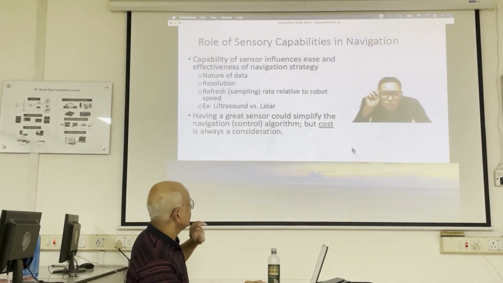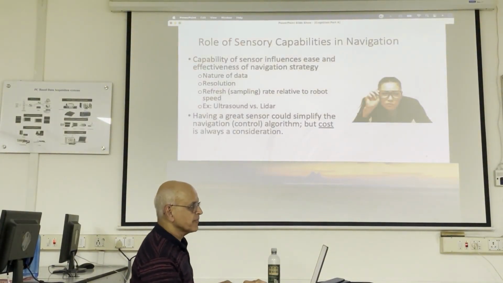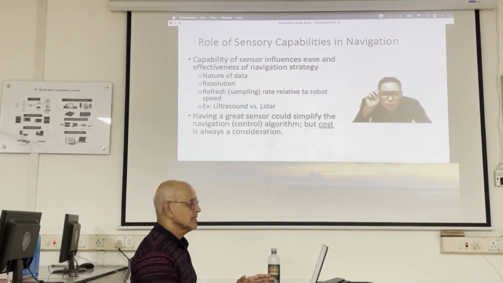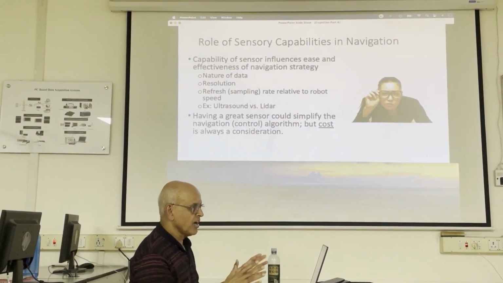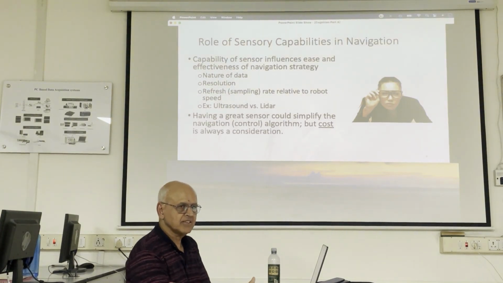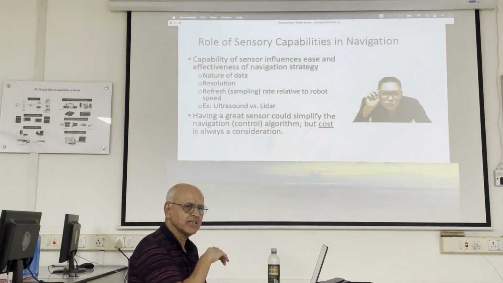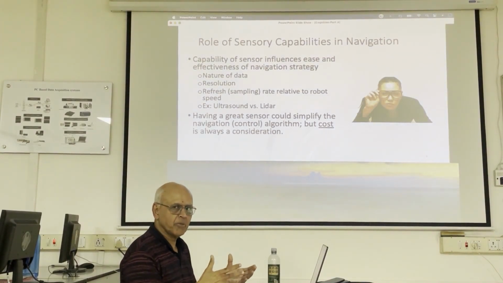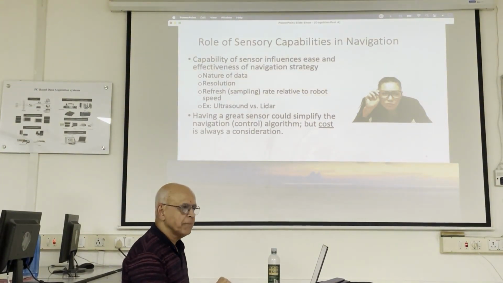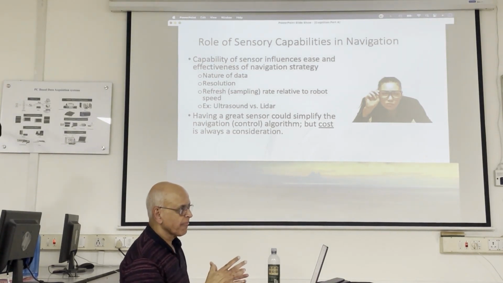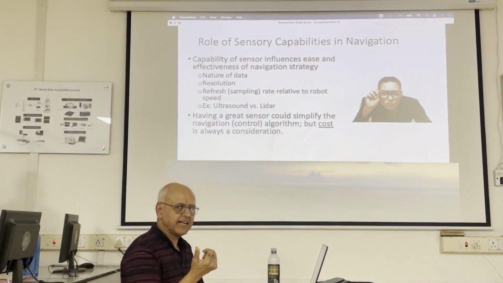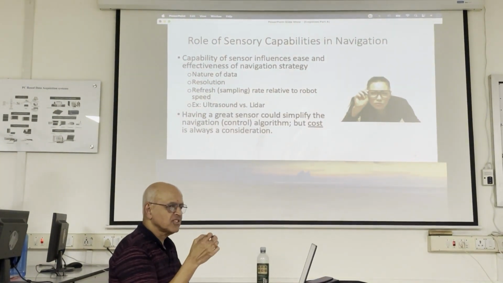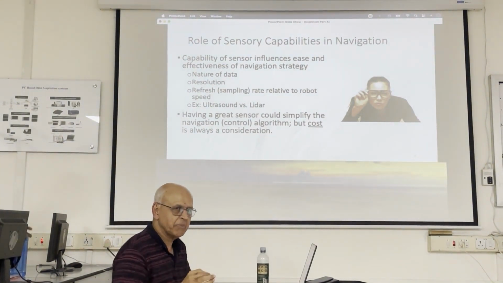So this slide just makes the point that you need to pick a sensor which has a cost appropriate to the project, and then you have to design the software around it. It's always true that if you buy a costly sensor, you can probably make the job easier, but you have this tussle when you're making a practical product that the cost has to be right for the application.